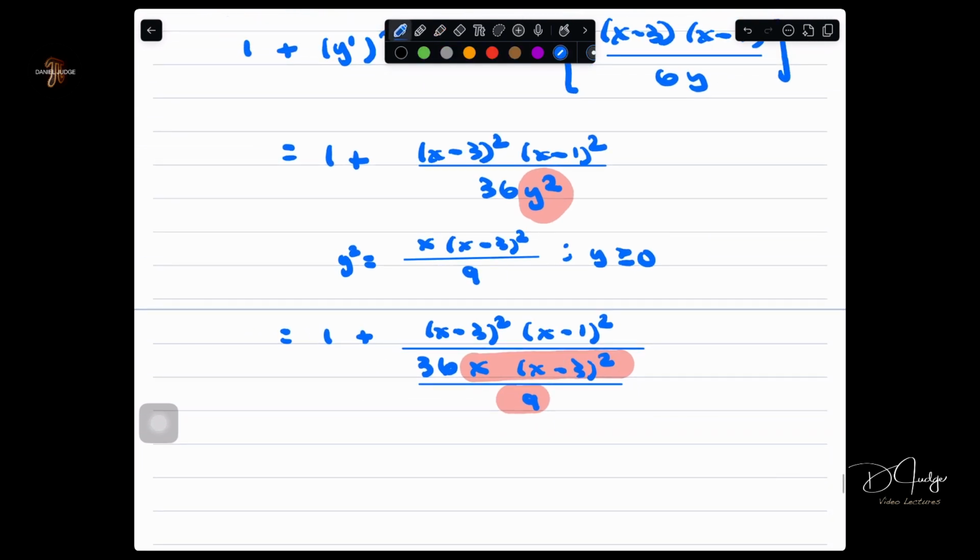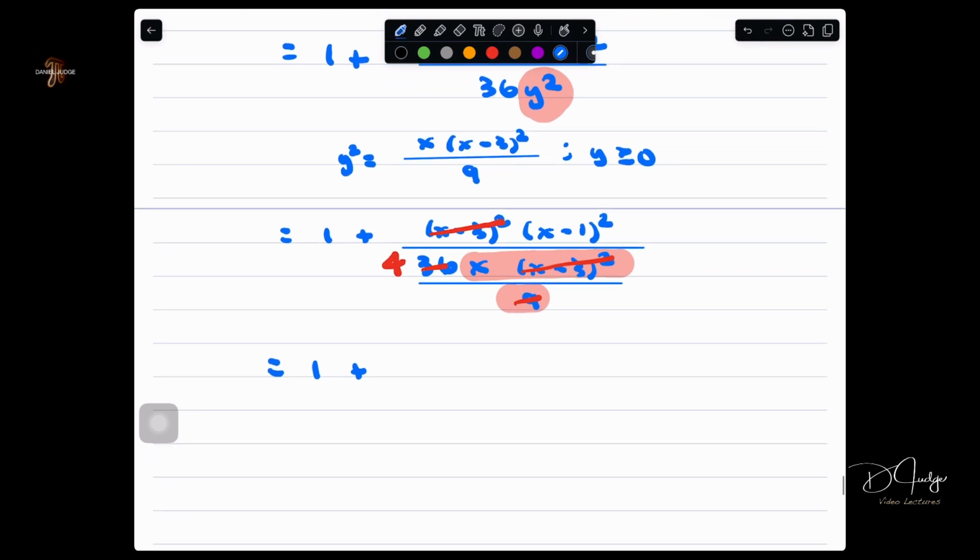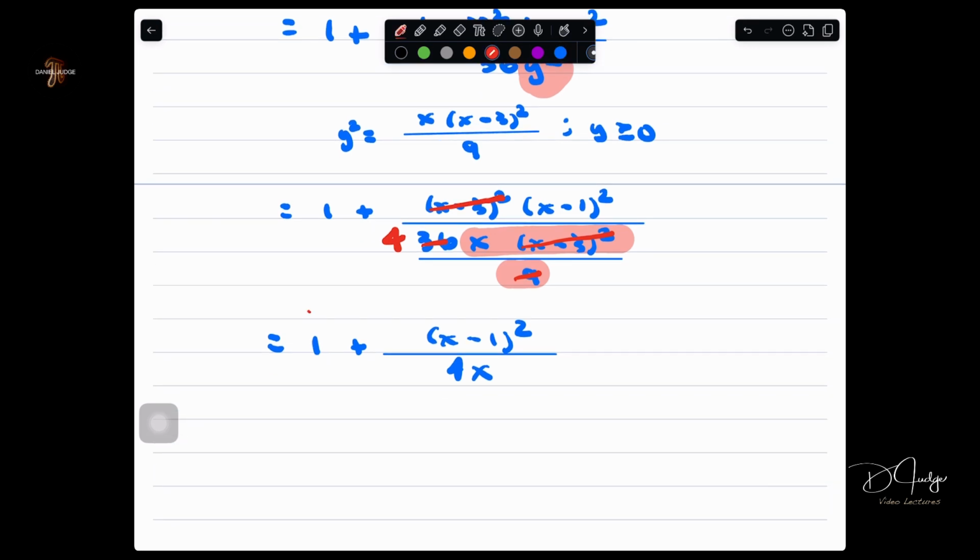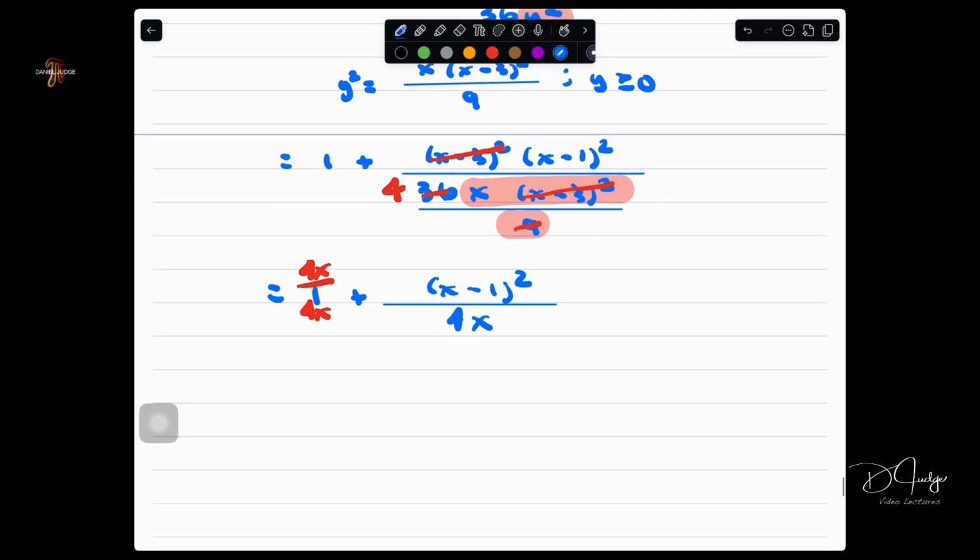So let's do a little simplification here. 1 plus, so this will be a 4, (x minus 3) squared, (x minus 3) squared. We get 1 plus (x minus 1) squared over, looks like we have 4x. So let's double check. And now we can add here. We replace 1 with 4x over 4x. So let's see what we get.